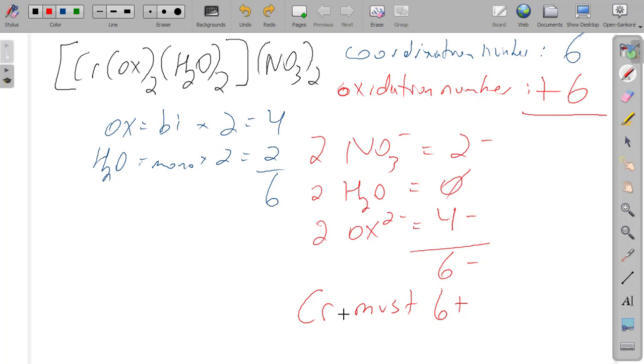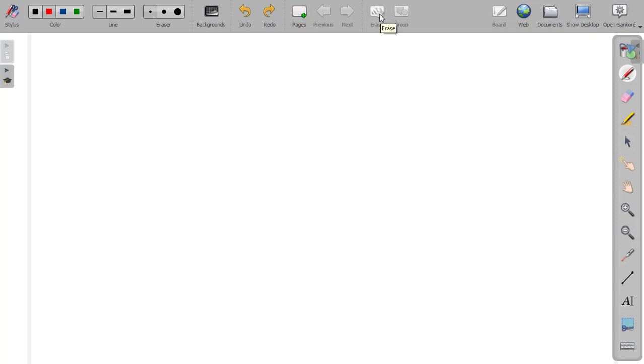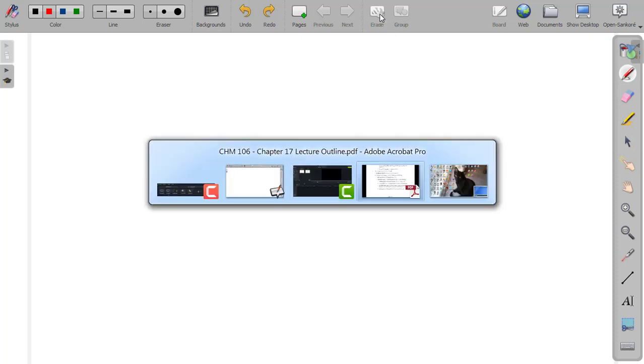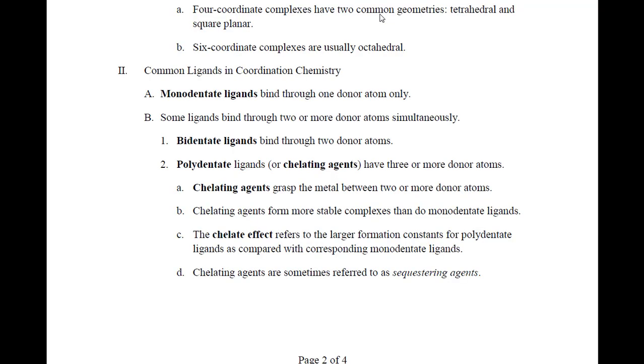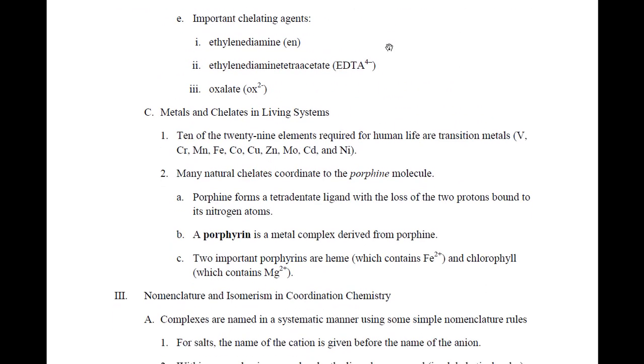All right. So irrelevant to answering the question, but it's just ancillary information you should know. Coordination number of 6, oxidation number of +6. All right, so that's it for that question. And we go back to the outline and talk about nomenclature really quickly.